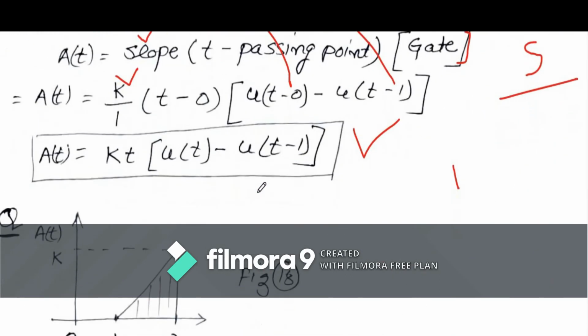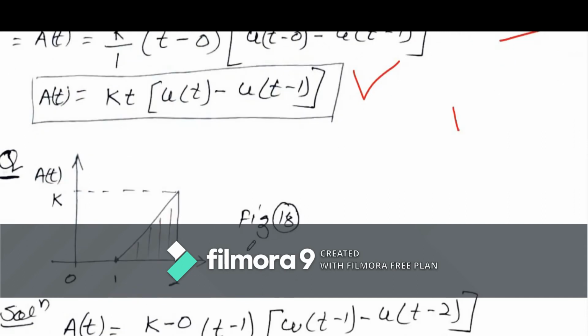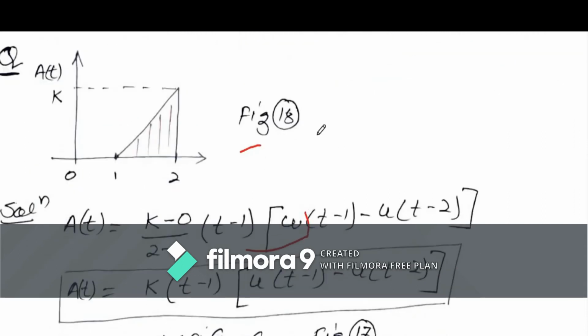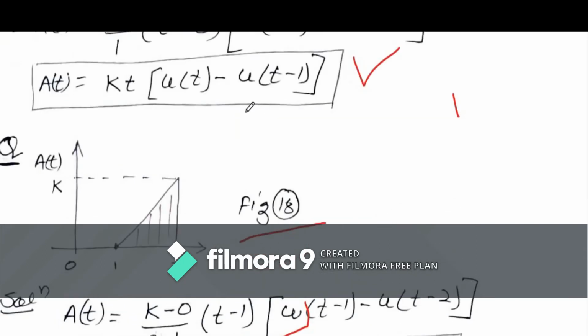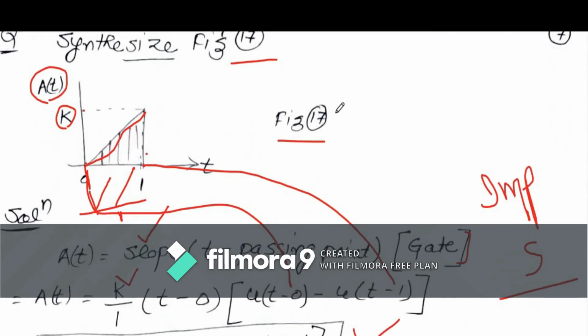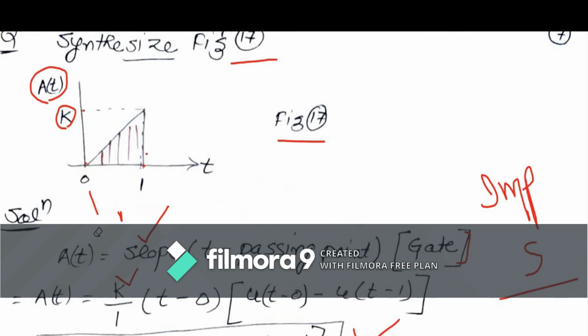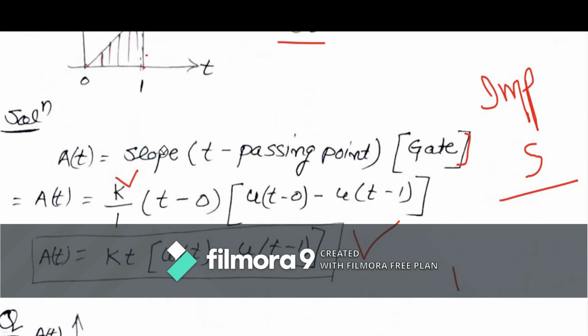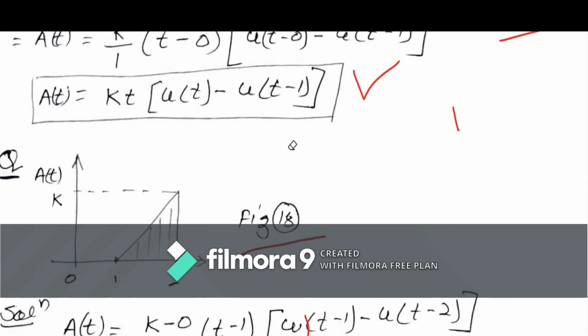If you see this figure 18 and 17, I am showing you once again. This figure 17 is a little bit shifted. Well, shift this, I'll get this figure. Figure number 17 is like this, starting from 0, and figure number 18 is starting from 1, this one.